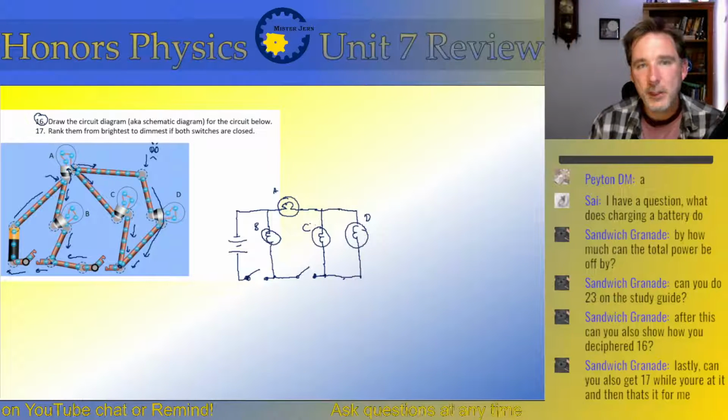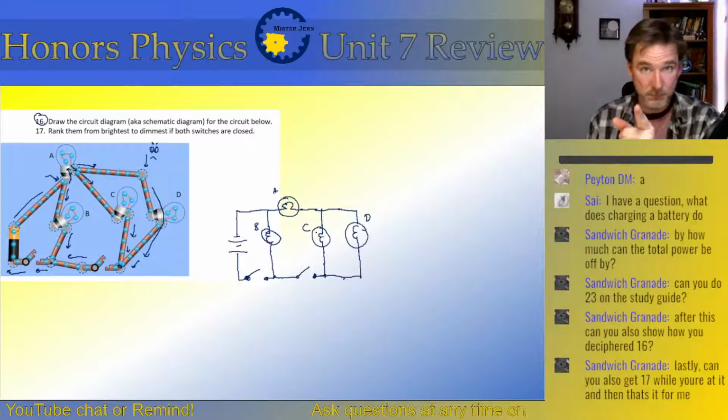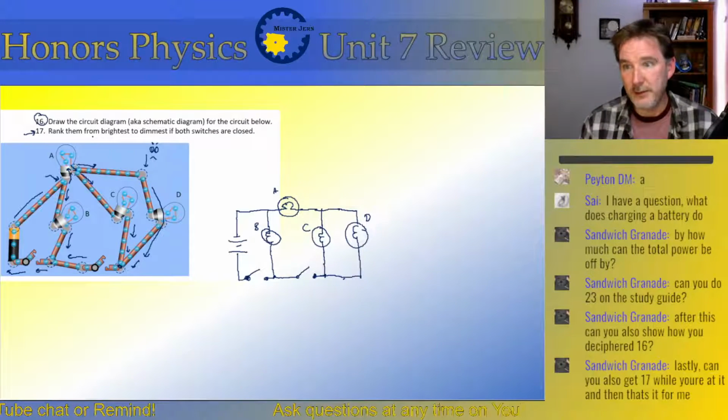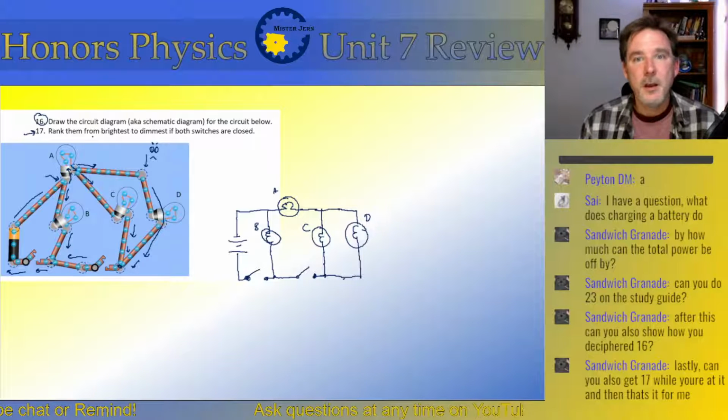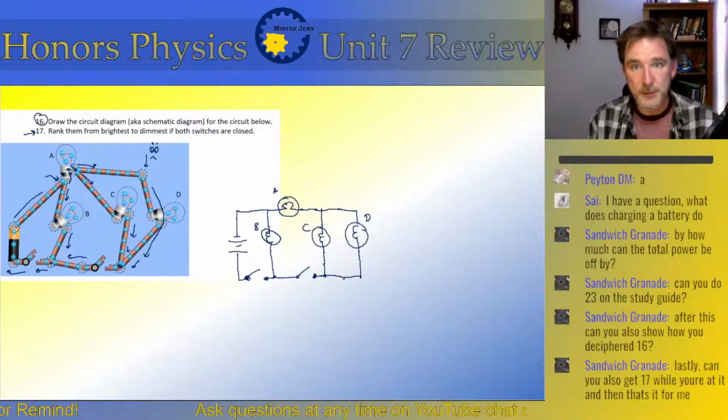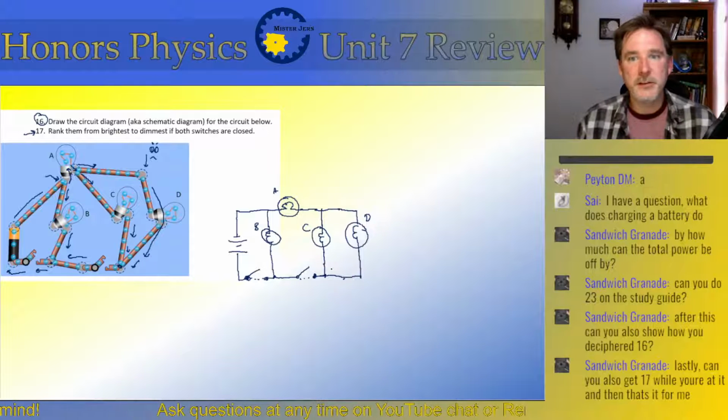Okay. So hopefully that answers your question. 17, you want? Can I get 17 while you're at it? That's it for me. Okay. Rank them from brightest to dimmest if both switches are closed. Okay, so we're going to assume that both switches are closed now. And so the circuit is complete.